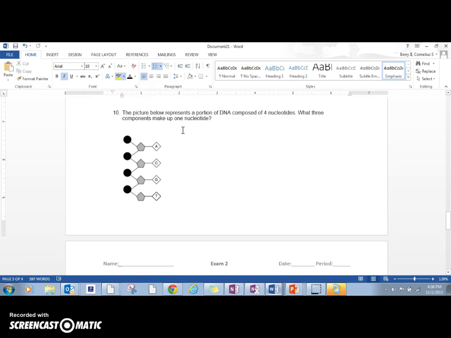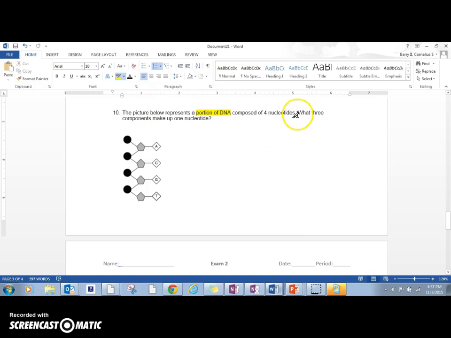Number 10 says the picture below represents a portion of DNA composed of 4 nucleotides. What 3 components make up one nucleotide? I would have highlighted portion of DNA because that's what we're looking at. We're not looking at RNA or anything else. DNA. So that puts you in the mindset of what should I be looking for? I should be looking for adenine, guanine, cytosine, and thymine. All right. What 3 components make up one nucleotide?